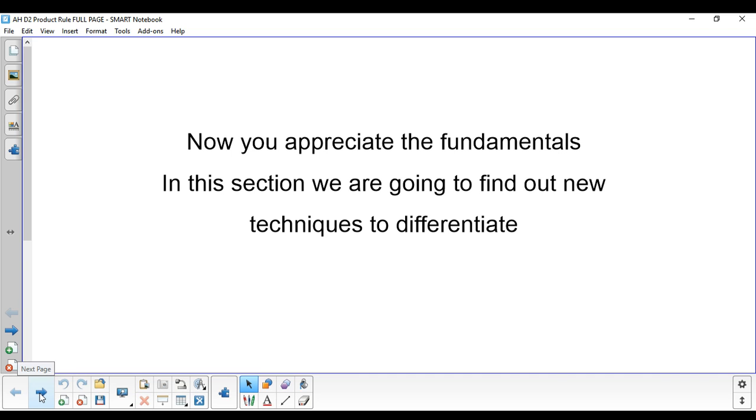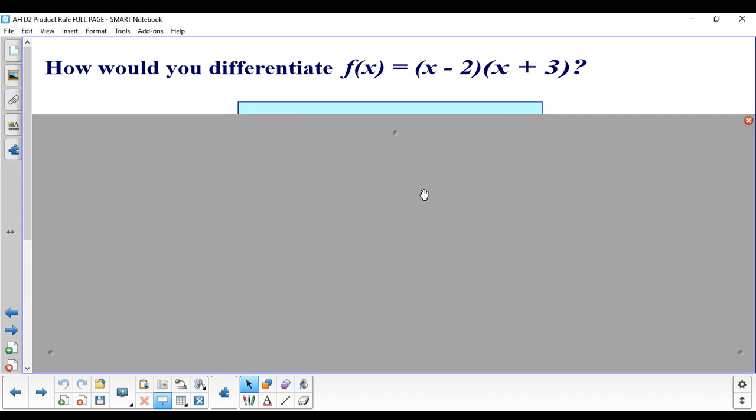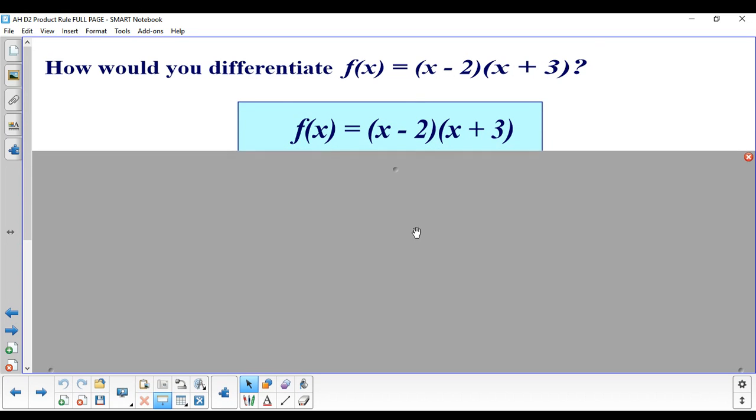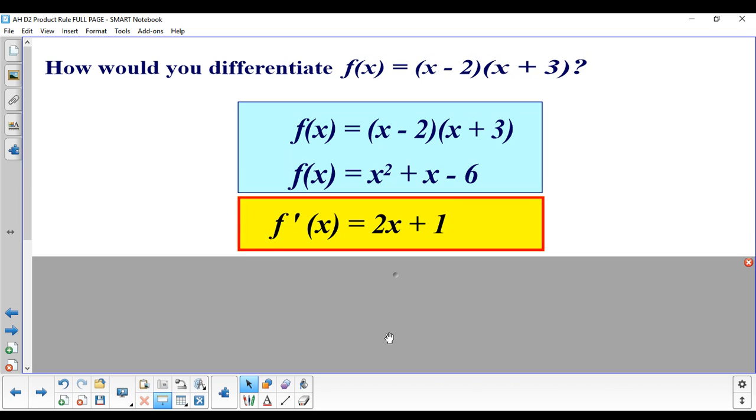Okay, so now you have appreciated first principles. We are going to look at a section on how to find new techniques to differentiate. How would you normally differentiate this function here? Well, from Higher, what you would normally do is expand the brackets, which go quite nicely, and then differentiate. That's exactly what I would do for that. It's quite a straightforward question, but we're going to use it later to show you how our new rule works.